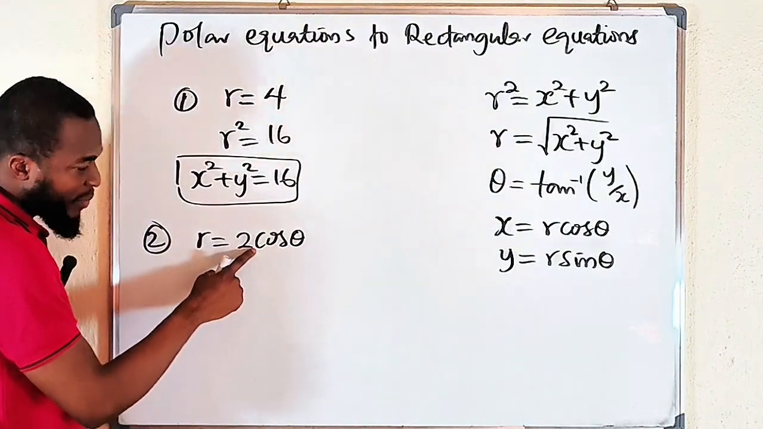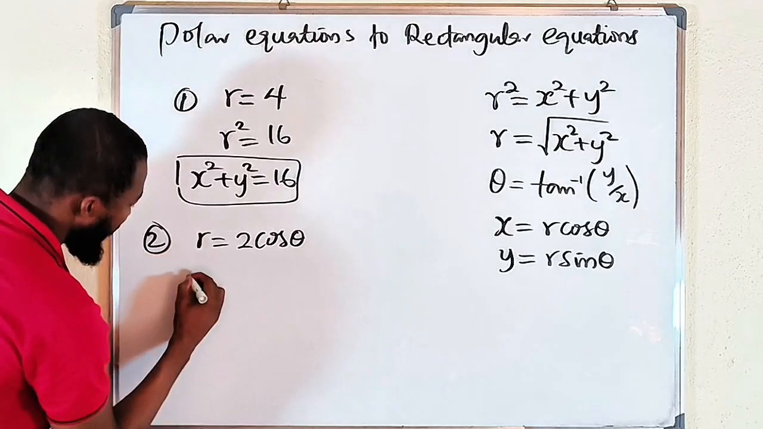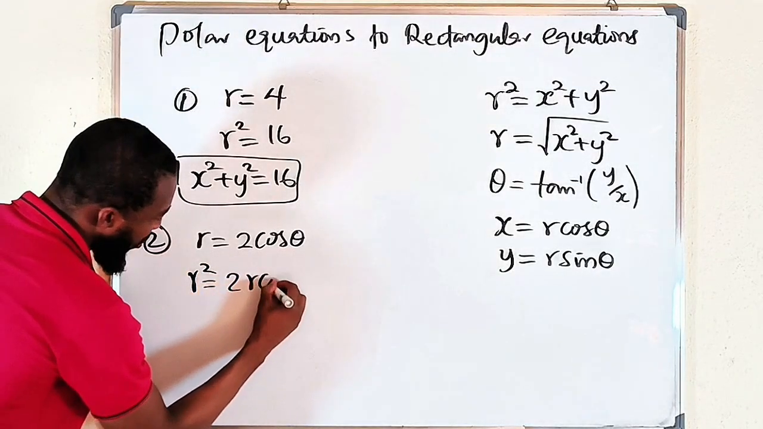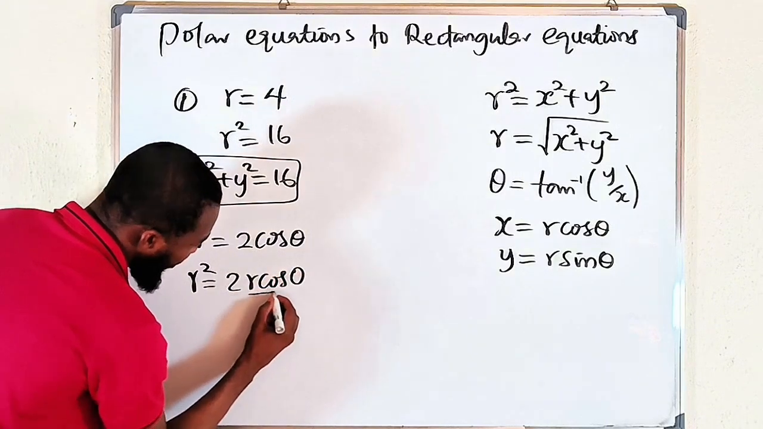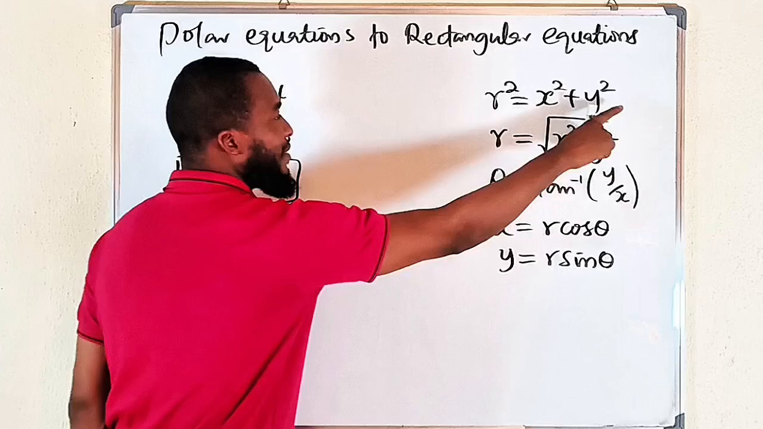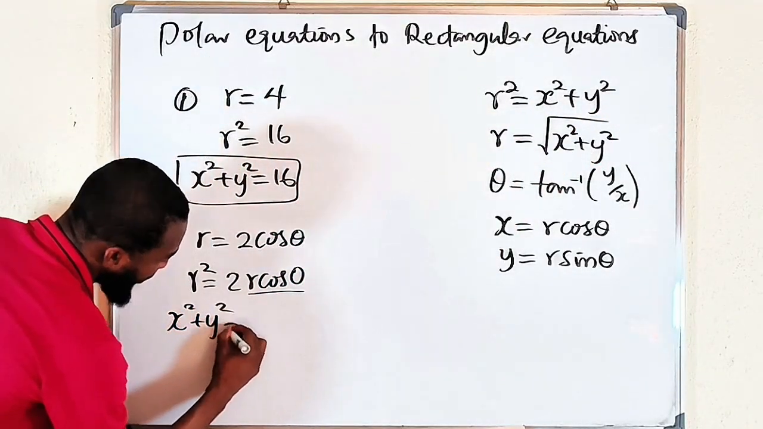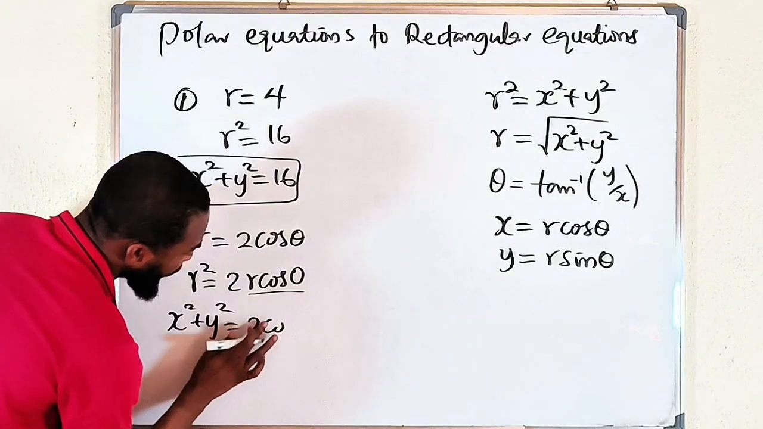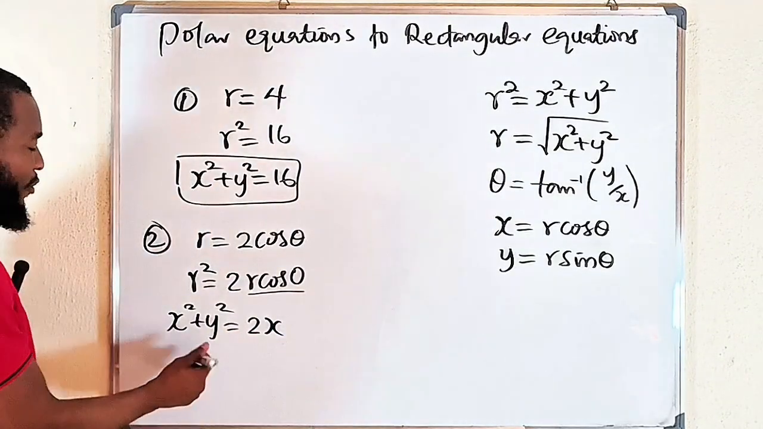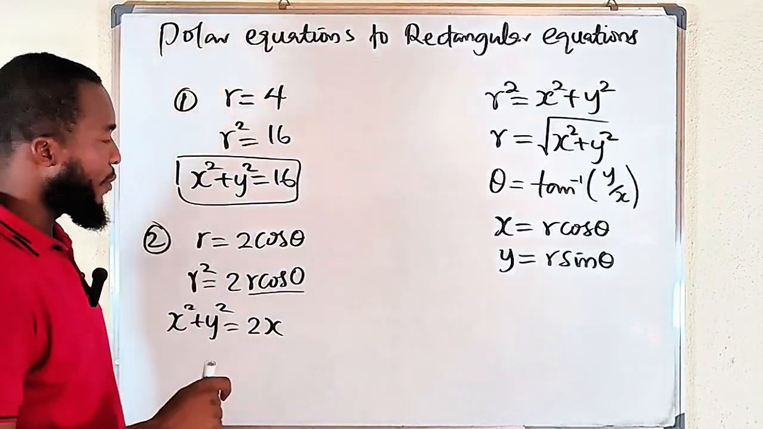Because if you multiply this by r, you have r cos theta, which we have as x, right? So this is r times r is r squared, 2 multiplied by r cos theta. So you can now see that the whole of this is x. Which is x squared plus y squared is equal to 2 multiplied by x. And this is said to be a rectangular equation of this polar equation.